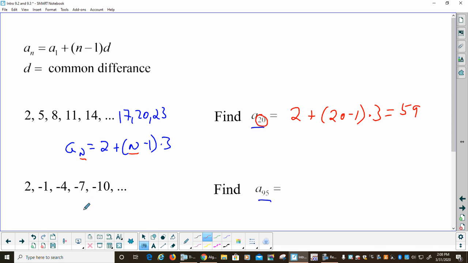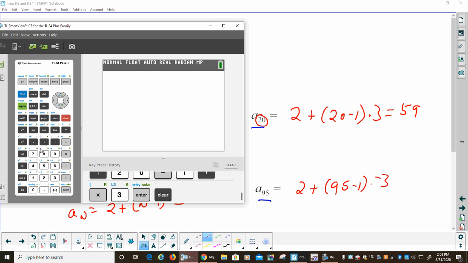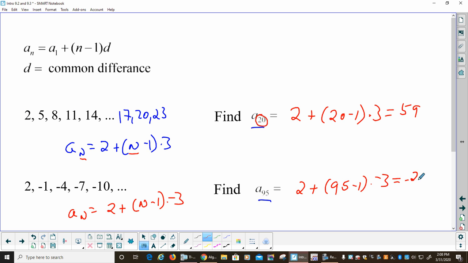So for this one, if I found the pattern first, A sub n, your first term plus n minus 1 times the common difference, which was negative 3. So A sub 95 is 2 plus 95 minus 1 times the common difference. And you just type it right in your calculator and away you go. So you've got 2 plus parenthesis. Again, I know you guys can do that in your head. Again, I'm just being thorough and typing exactly what I'm seeing on the paper. There you go. So your answer is negative 280.